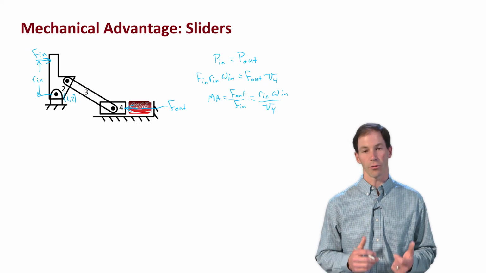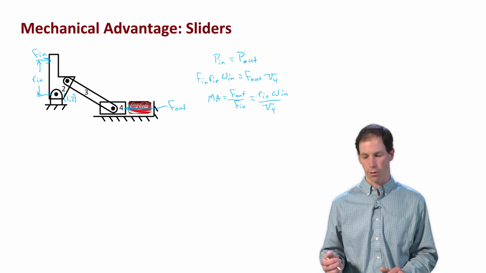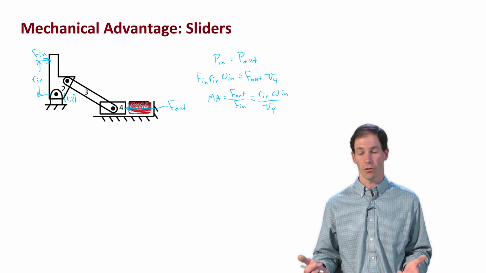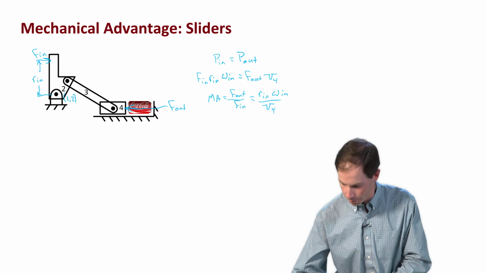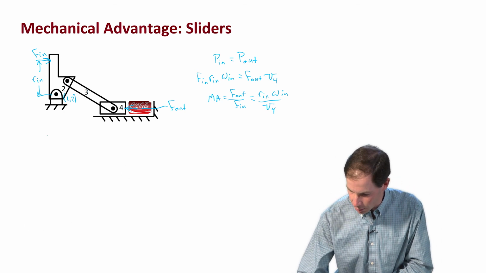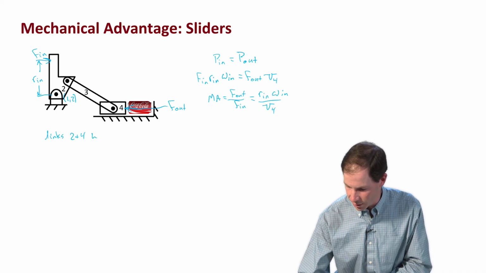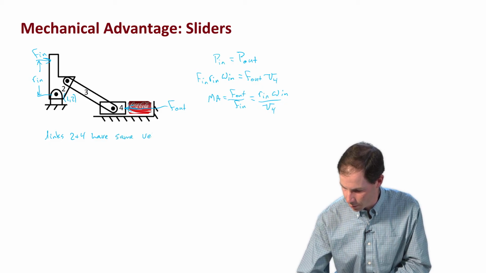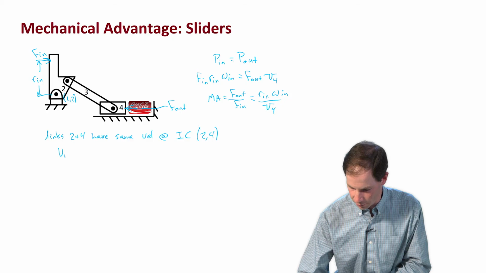But now I need this velocity ratio between omega of link 2 and the linear velocity of link 4. So again, I can use my mechanical advantage analysis here, and I can say that links 2 and 4 have the same velocity at instant center 2, 4. So I will use that to my advantage here. So let me just write that out. So links 2 and 4 have the same velocity at IC 2, 4.